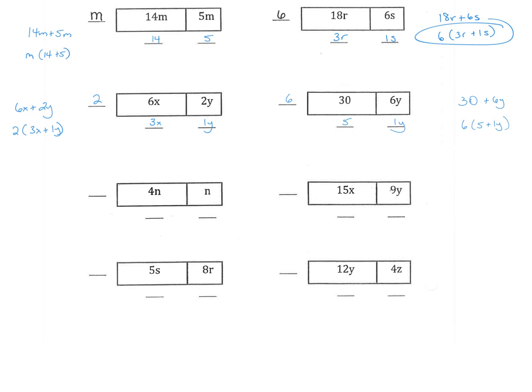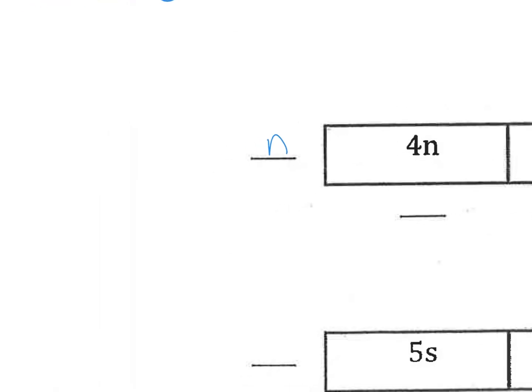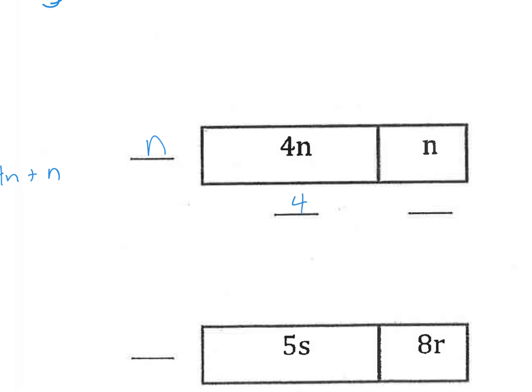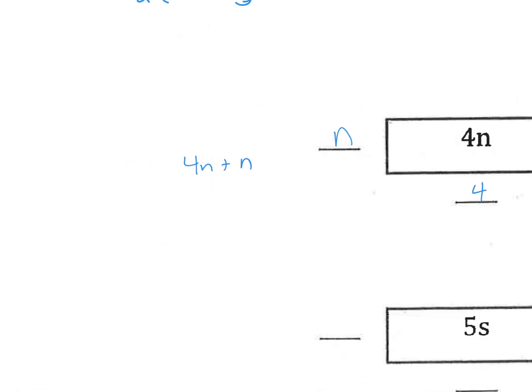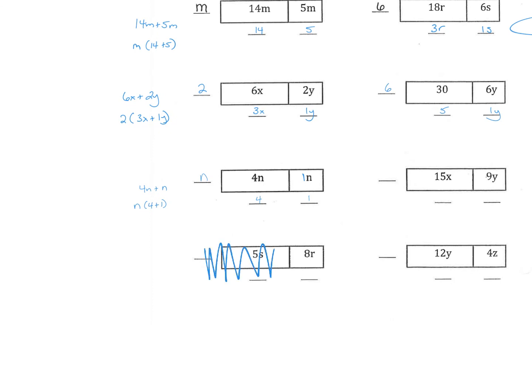All right. Now this one, I see they both have an n in common, so that means I can divide by n. So if I'm starting off with 4n plus n, when I divide by n, I'm left with 4, and here, well, what number am I left with? This is technically a 1. Remember, if you don't see a number in front of the variable, you assume there's 1. So that means I would be left with 1. So my final answer would be n times 4 plus 1. All right, we're going to go ahead and cross that bottom left one out.